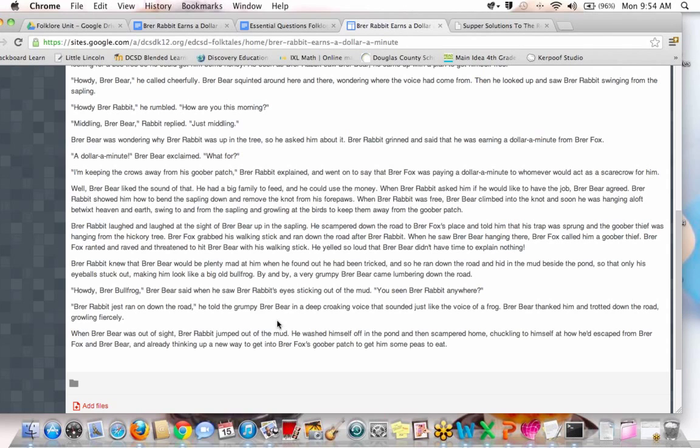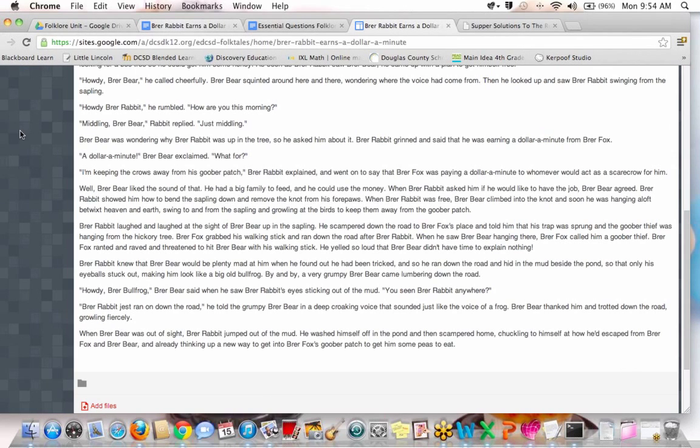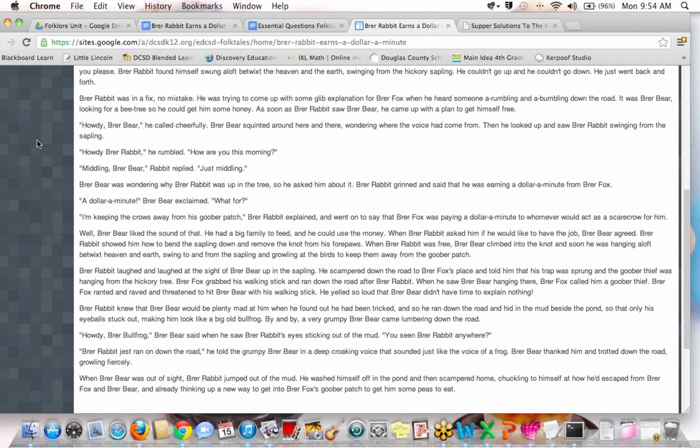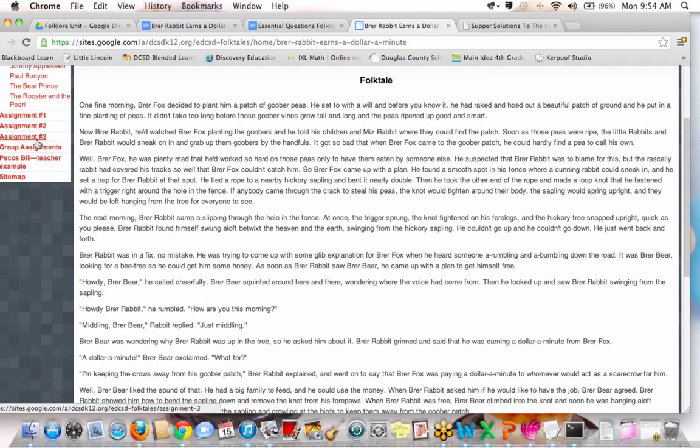He washed himself in the pond and then scampered home, chuckling to himself at how he had escaped from Briar Fox and Briar Bear, already thinking of a new way to get into Briar Fox's goober patch and get him some peas to eat.